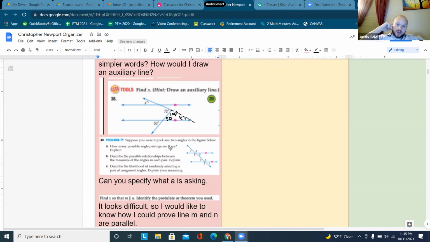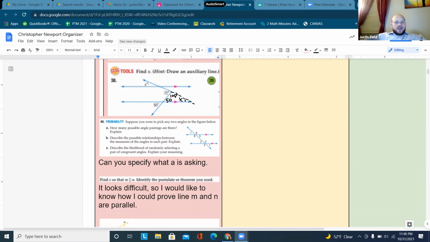Okay, probability. Suppose you were to pick any two angles in the figure, explain how many possible angle pairings there are. Describe the possible relationships between the measures. Angle pair. Don't worry about that question. I'm not gonna ask. I mean, we could talk about it, but I'm not gonna ask you that right now. Describe the possible relationships. So they're either congruent, right, or supplementary. Okay, and don't worry about that. We're just not doing probability right now.